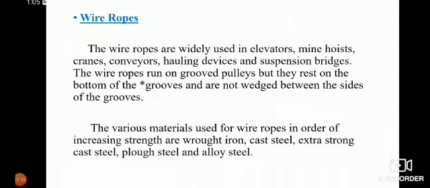Wire ropes. The wire ropes are widely used in elevators, mine hoists, cranes, conveyors, haulage devices, and suspension bridges. The wire ropes run on grooved pulleys, but they rest on the bottom of the grooves and are not wedged between the sides of the grooves. The various materials used for wire ropes, in order of increasing strength, are wrought iron, cast steel, extra strong cast steel, plough steel, and alloy steel.